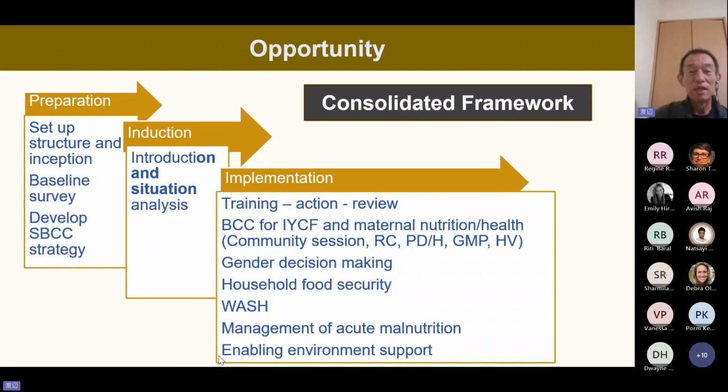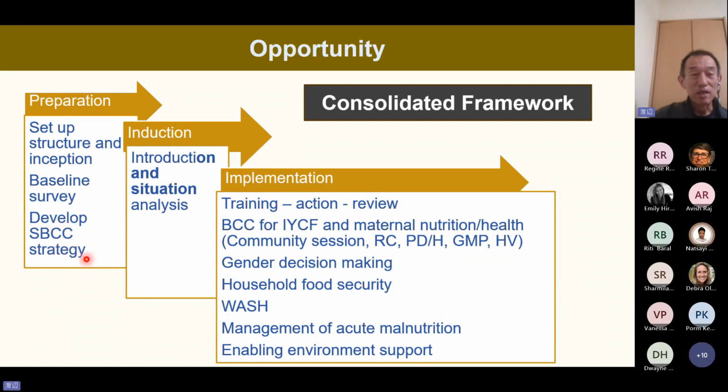What I can describe in the report is a more detailed step-by-step instruction of the different steps, but because of the limited space in the slide, I only highlighted the key components. What I highlighted here is that it is most important that any program design is based on situation analysis, because each country and each locality has a different cause of malnutrition. So we have to do a very careful situation analysis, then design the program based on that.